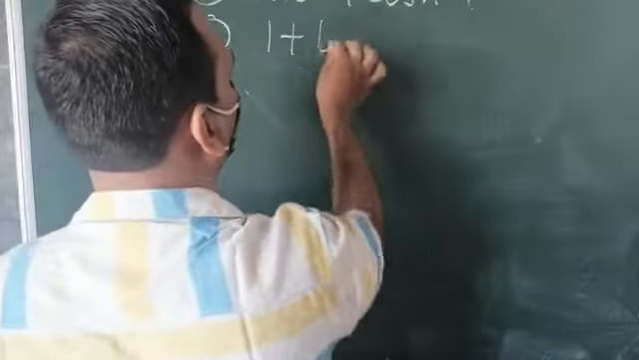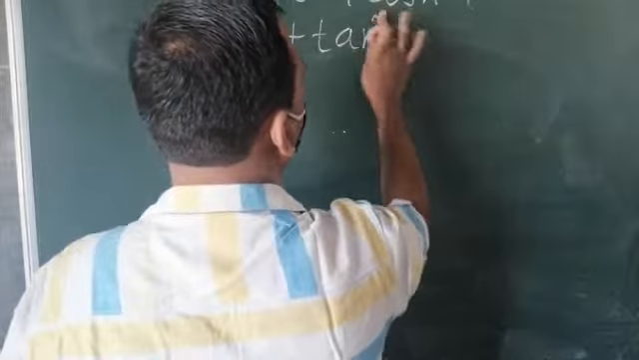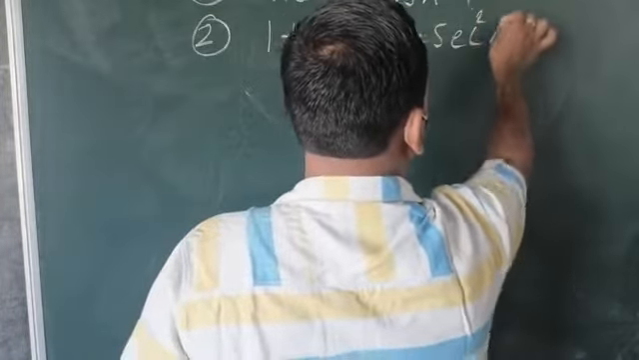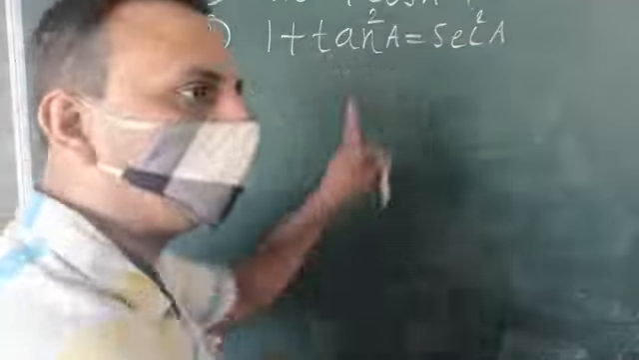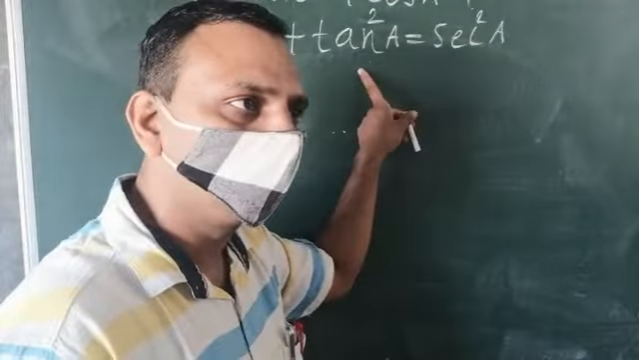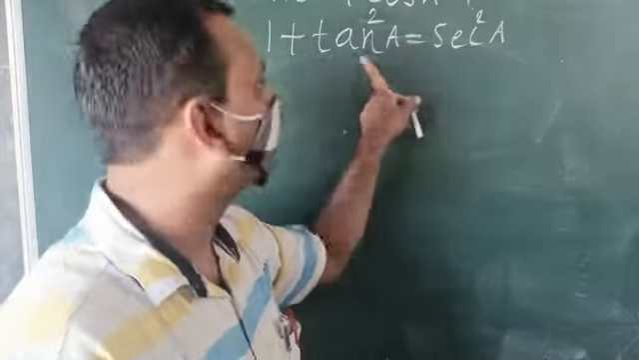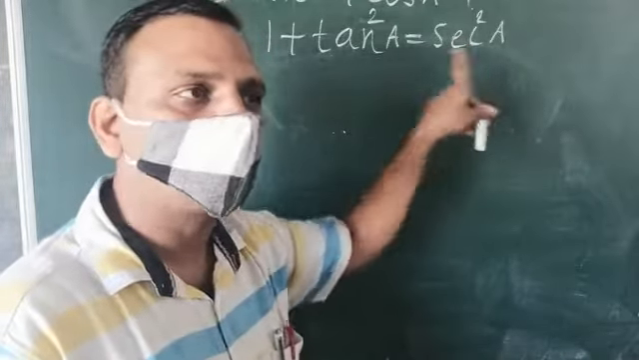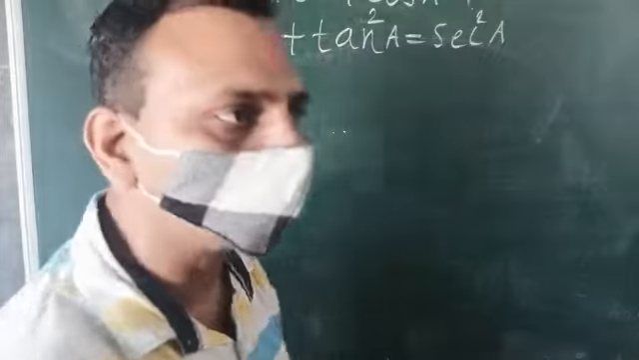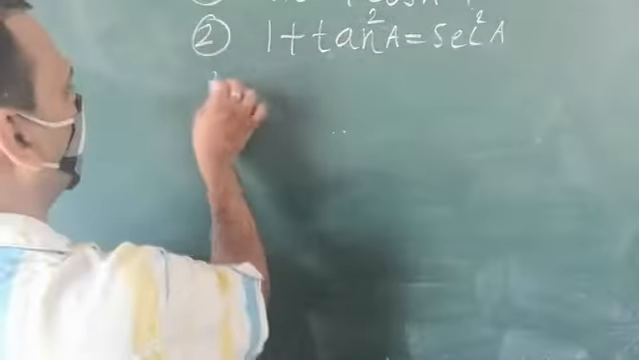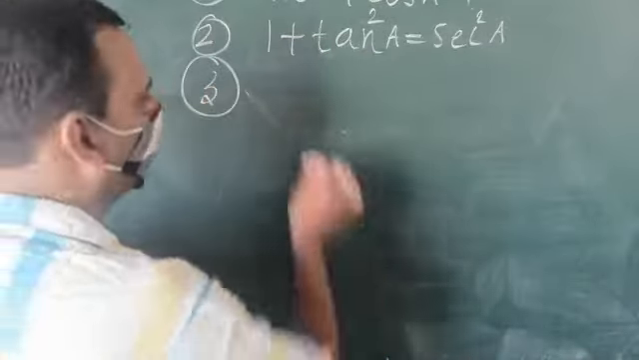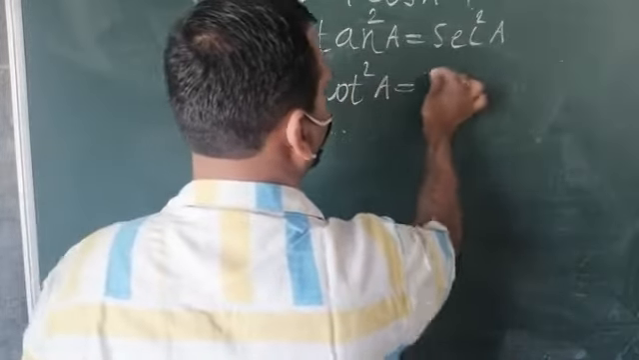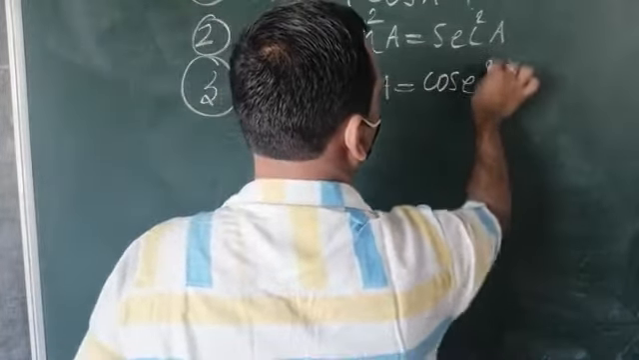1 plus tan square a equal to what? Sec square a. One more thing is there. Here also we can form 3 formulas. So yes or no? Sec square minus tan square equal to 1. Sec square minus 1 equal to tan square a. Again the 2 more can be formed. Then the third one: 1 plus cot square a is equal to cosec square a.